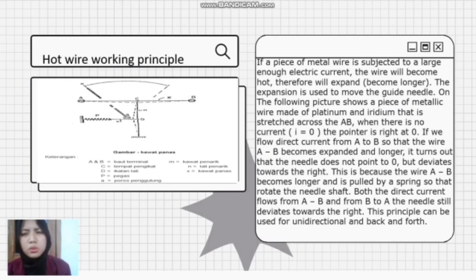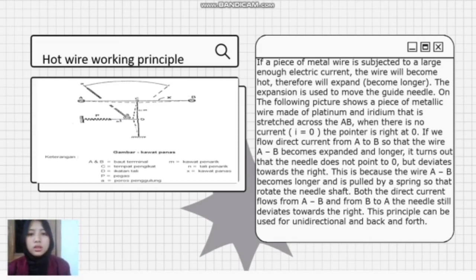Hot wire working principle. If a piece of metal wire is subject to a large enough electric current, the wire will become hot, and therefore will expand or become longer. The expansion is used to move the guide needle. The following picture shows a piece of metallic wire made of platinum and iridium that is stretched across A and B.